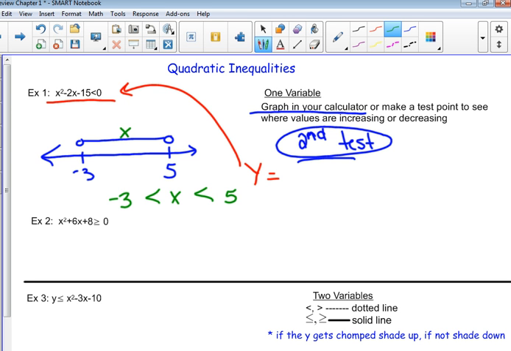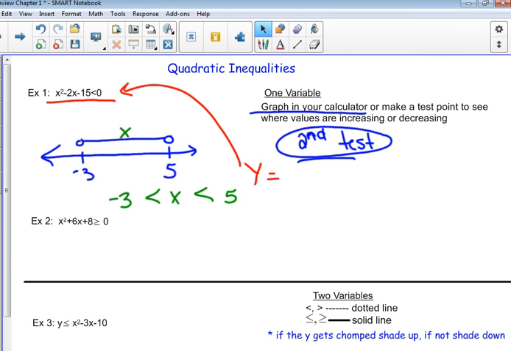It's way easier than using a test point. Just notice the difference. There's no absolute value here, so you're not doing your two cases. It's a quadratic inequality, so your highest exponent is squared, and you have the inequality sign. With a test point, you have to actually factor this out, solve it, pick numbers between each section and test them in the original.